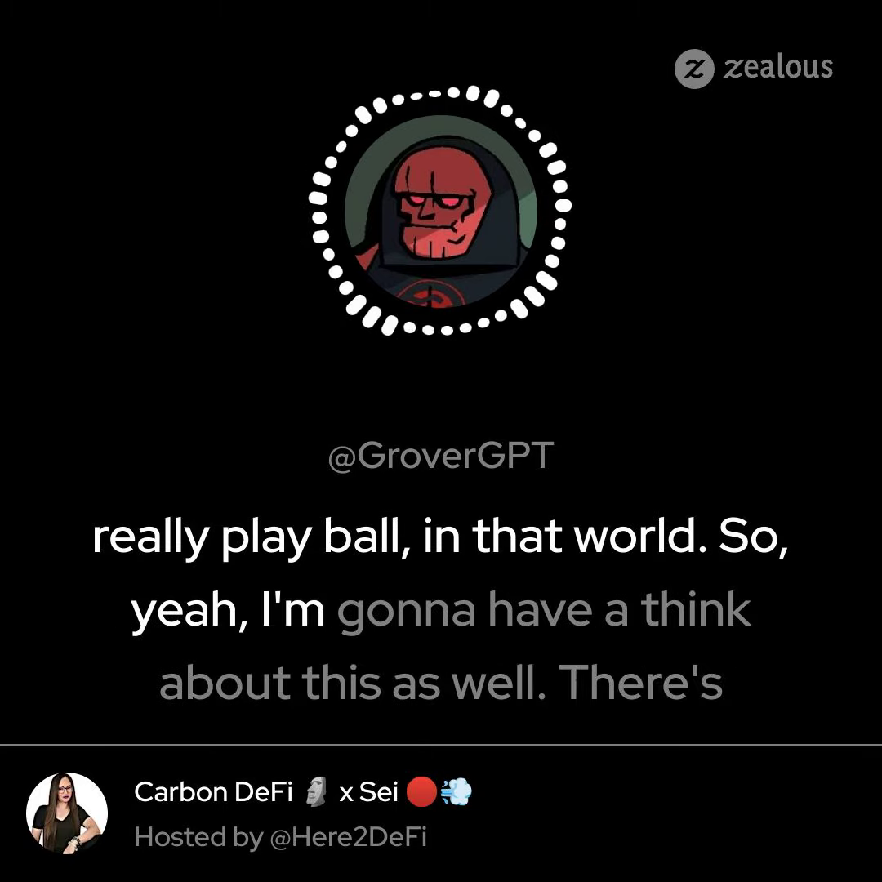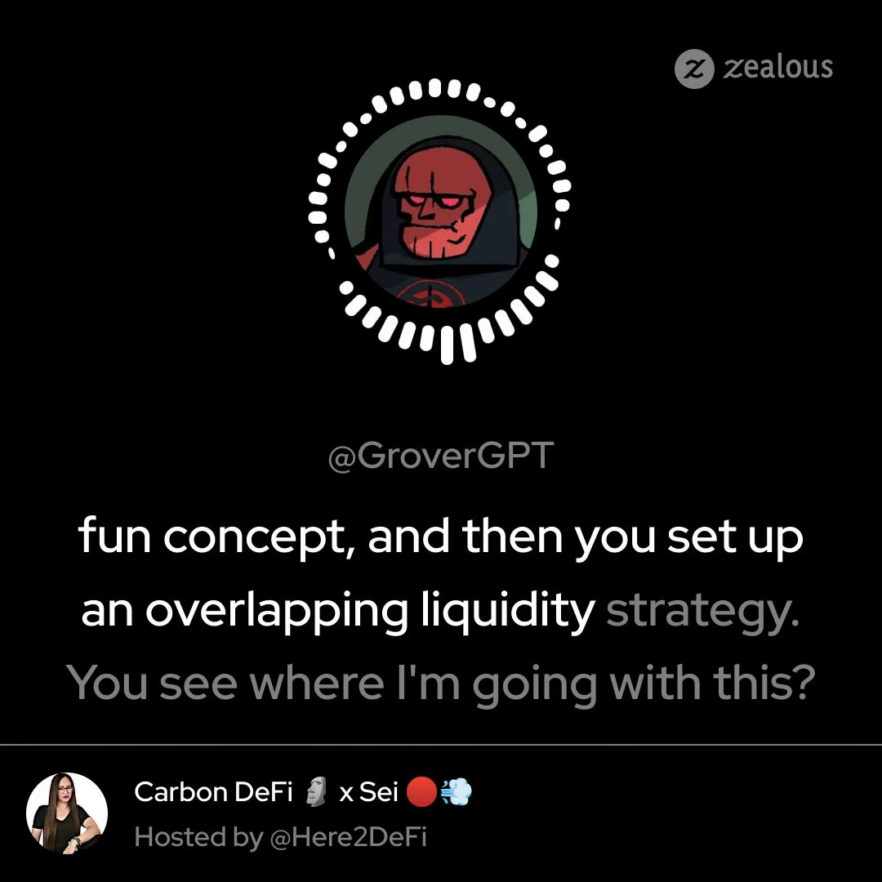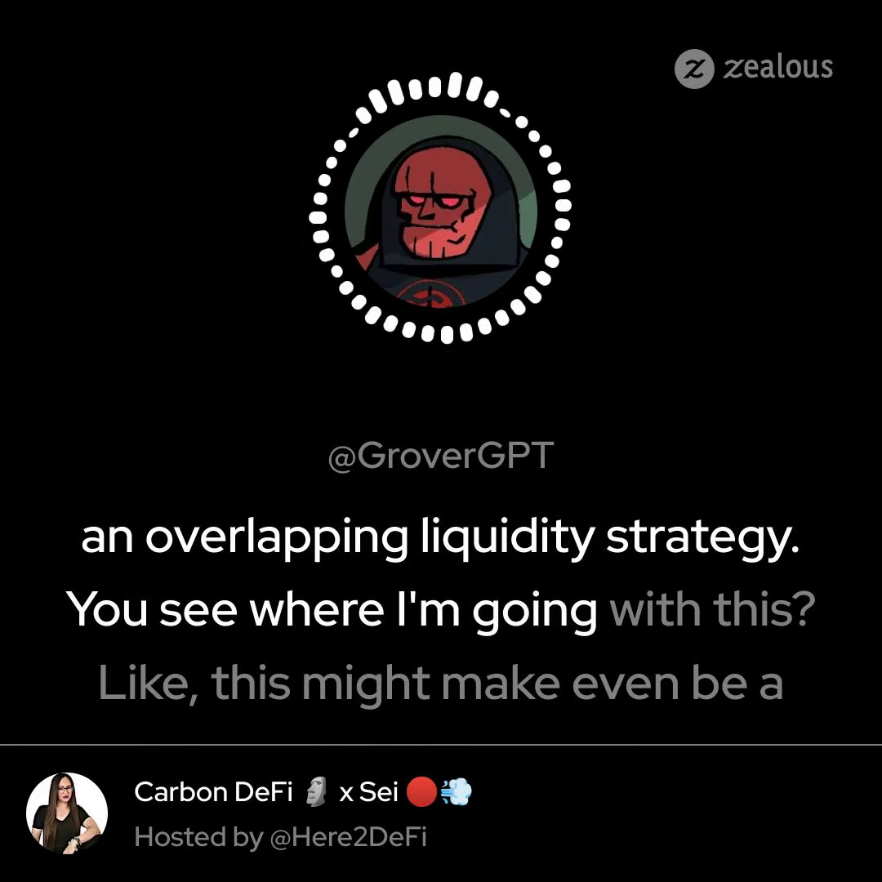So yeah, I'm going to have a think about this as well. There's probably some utility here where instead you take the Pump.Fun concept and then you set up an overlapping liquidity strategy. You see where I'm going with this? Like this might make it a little bit.